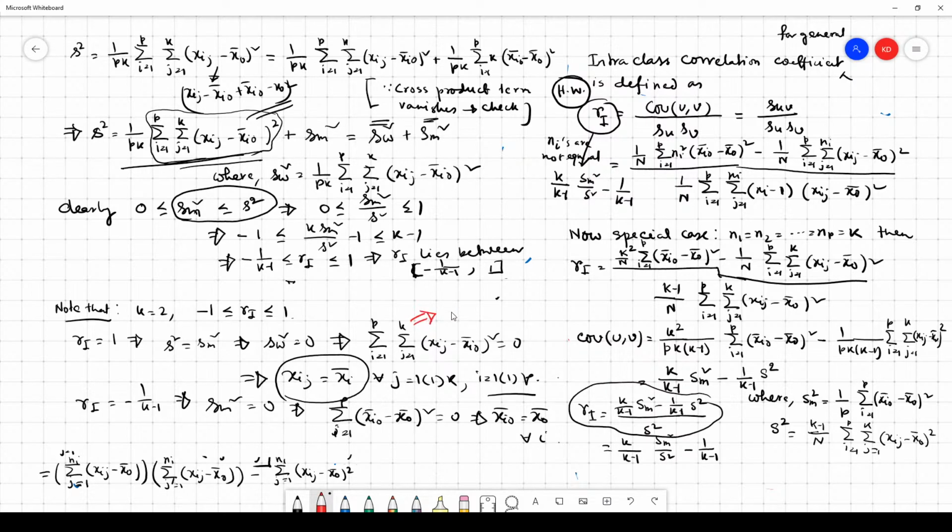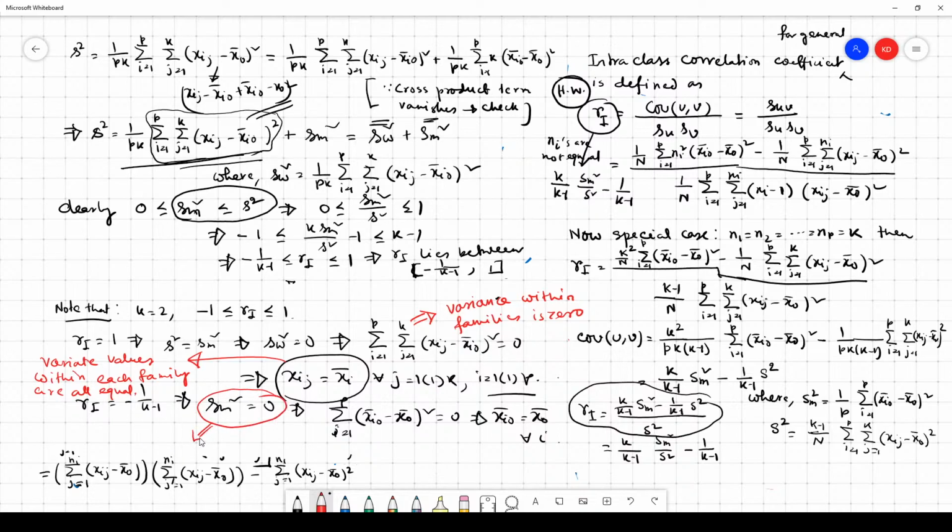And this is the interpretation of the case 1, that is Ri equal to 1. This means the variance within families is 0. And ultimately this means variate values within each family are all equal. And this is sw square equal to 0.